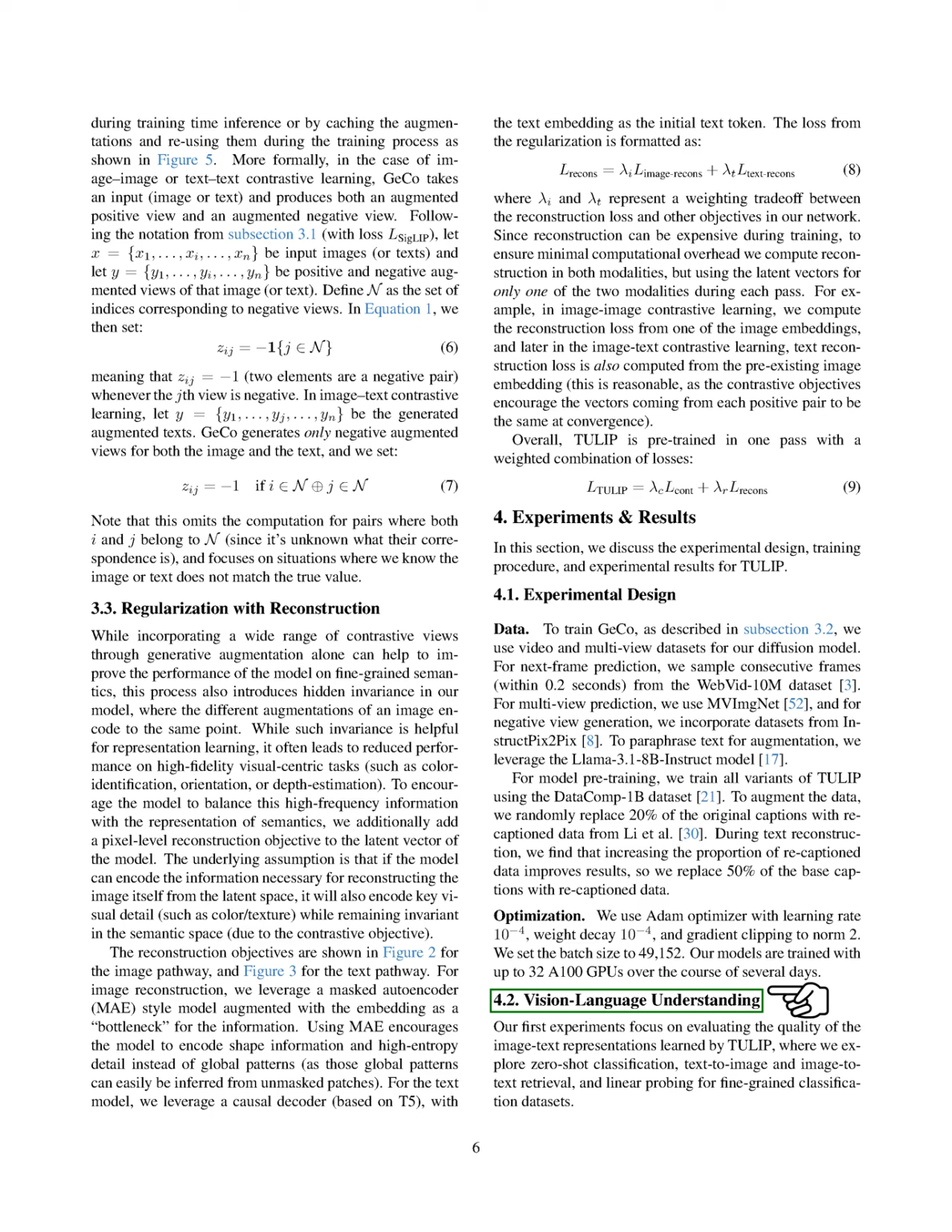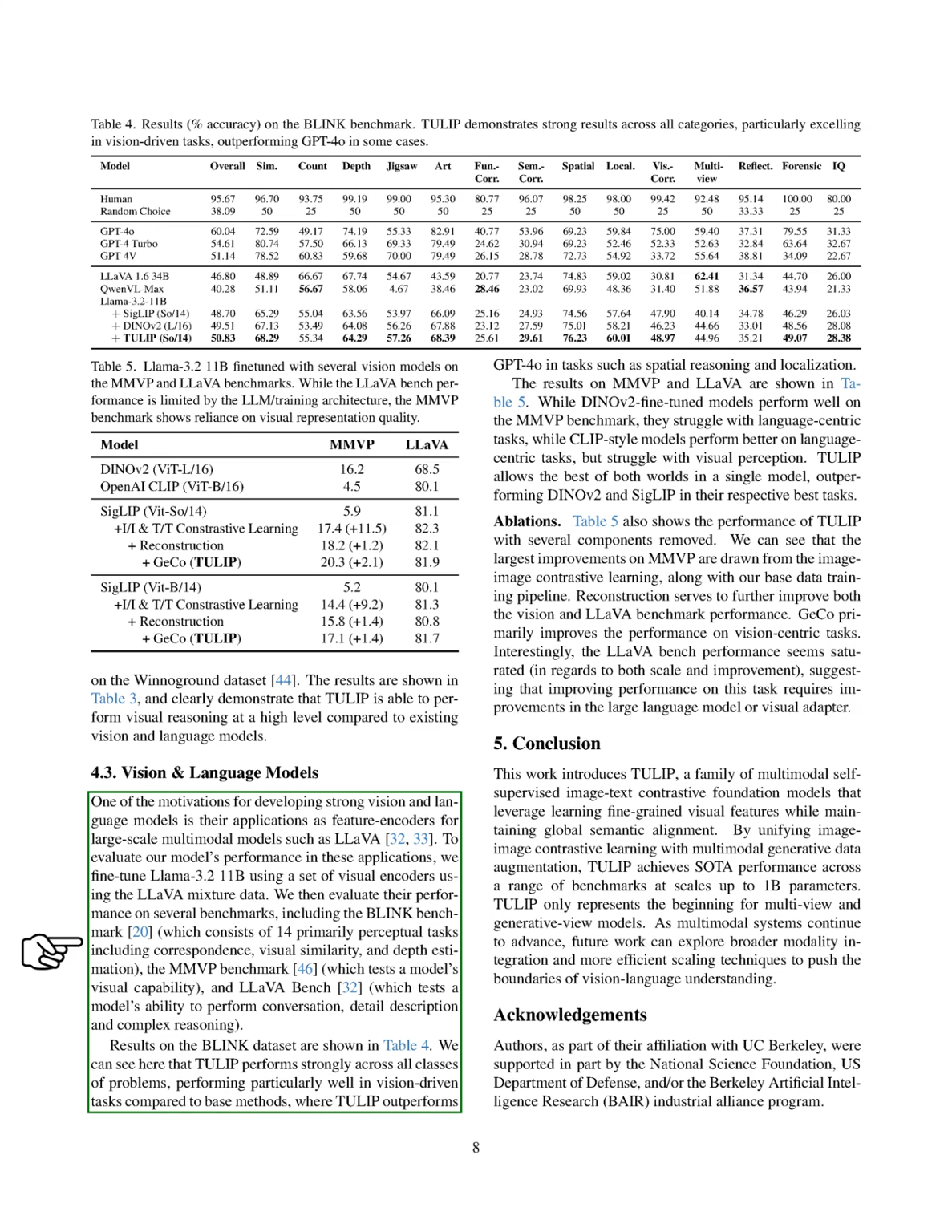One of our motivations for developing robust vision and language models is their potential as feature encoders for large-scale multimodal models like LLaVA. We fine-tune Llama 3.2 11B using a set of visual encoders with LLaVA mixture data and evaluate performance on various benchmarks. These include the BLINK benchmark, which consists of 14 perceptual tasks, the MMVP benchmark for visual capabilities, and LLaVA bench for conversational and reasoning tasks.